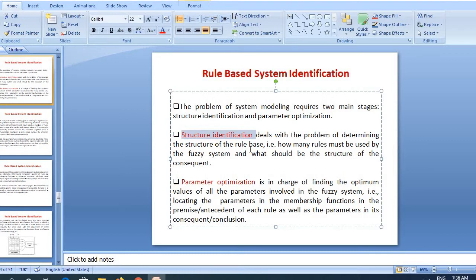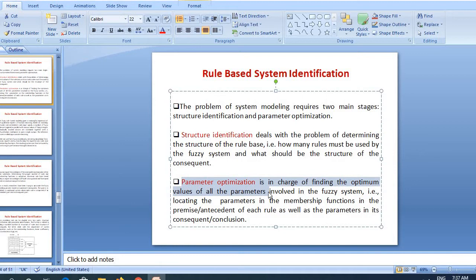How many parts should be there in the antecedent? How many parts should be there in the consequent? What is the nature of the consequent, whether it is Mamdani or Sugeno? If it is Sugeno, is it first order or second order? What are the coefficients, how many coefficients should be there? Everything comes under structure identification of the rule base.